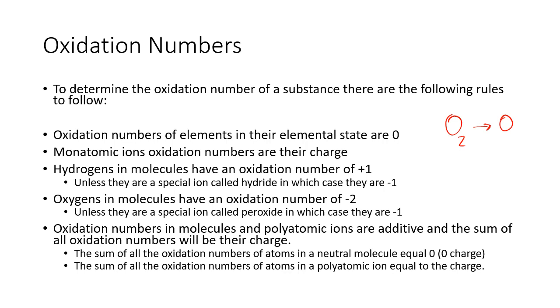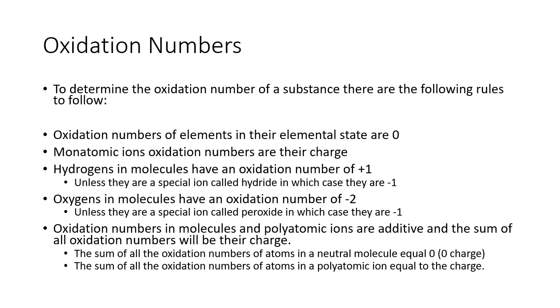Mg or magnesium, its elemental state is just magnesium, and it might be solid, while that one might be gas. This one has an oxidation number also of 0. So any element has an oxidation number of 0. That's the first rule.